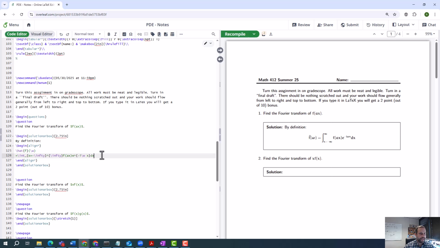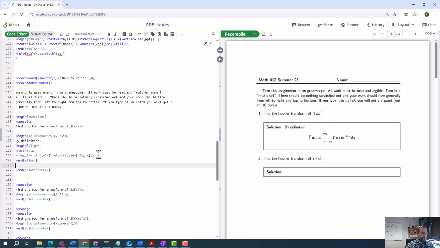Okay, now here's the idea. What we want to do is we want to have f of x there, because I want to write this in terms of the Fourier transform of f. So I'm going to introduce a new variable. I'm going to say let u equal a times x. So then in the new integral, instead of having an a times x, there's just going to be a u.